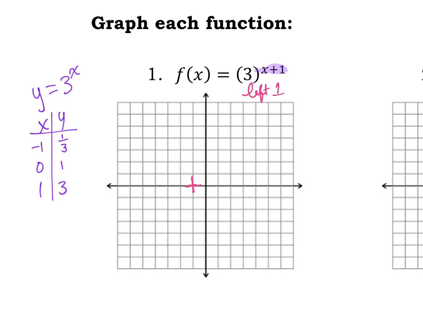From that new starting point is where I'm going to graph these points. I think of this as my new origin. That means I'm going to go left 1 and up 1/3. Then I'm going back to the origin and going up 1, and from there I'm going right 1 and up 3 to help me draw that graph. So it looks very similar to what we already had in those other graphs. It's just getting shifted a tiny little bit to the left. Yes, you still have to label that asymptote. Get into that habit very early on.